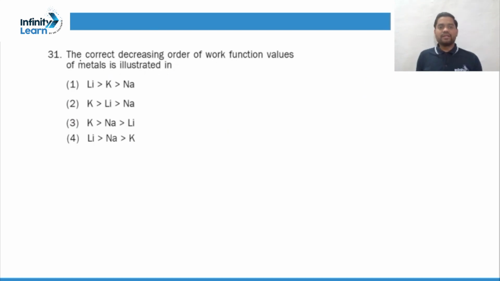Then the correct decreasing order of work function values are, work function means what? More the ionization energy, more will be the work function, and more ionization energy is lithium, then followed by sodium, and then followed by potassium. Potassium has the least ionization energy. So option goes to option number 4. 31, option number 4 is the right answer.